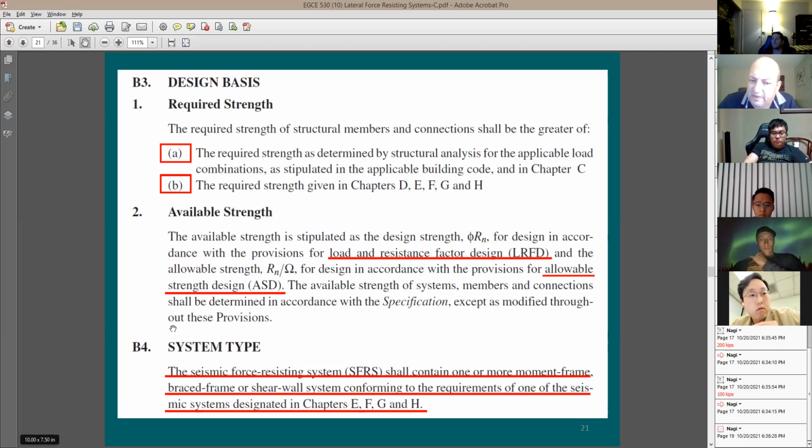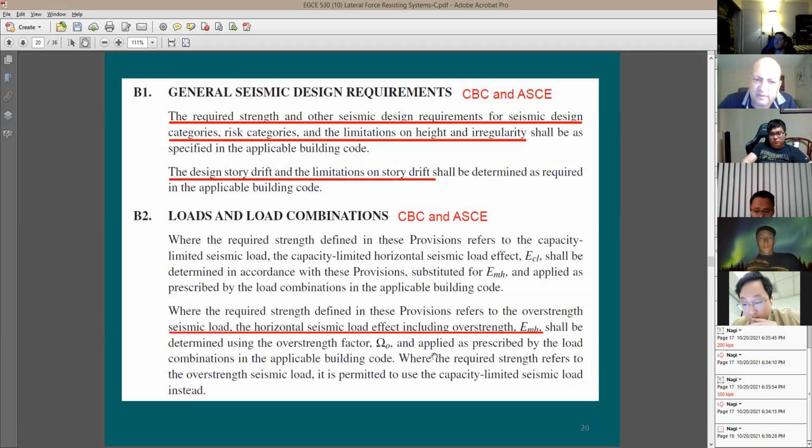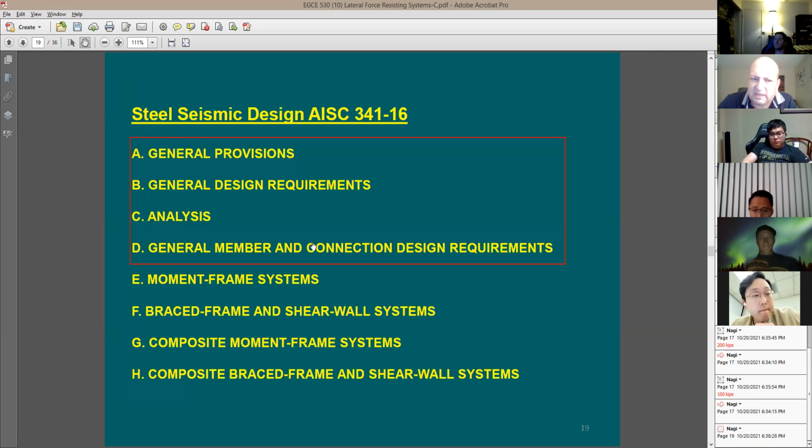The system type here is going to be based on the chapter. The first 4 chapters are going to be kind of general. The following 3 chapters are going to be based on the structural system that you're trying to design. I'm going to take you back here to this slide set. The first 4 chapters are general. After that, if you're interested in the moment frame, you go to chapter E and so forth.